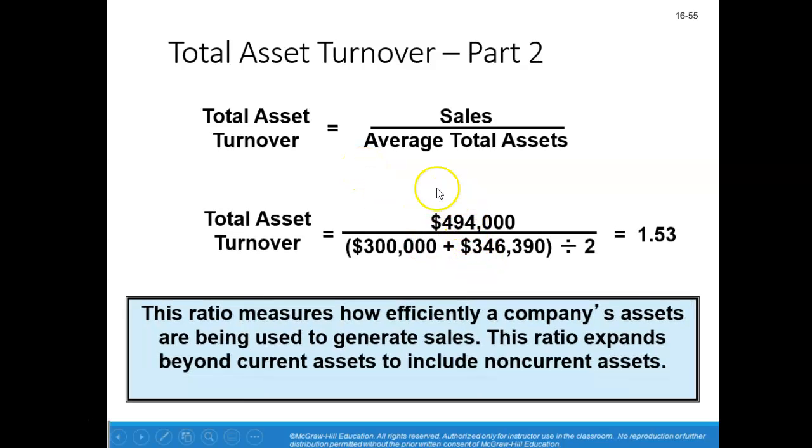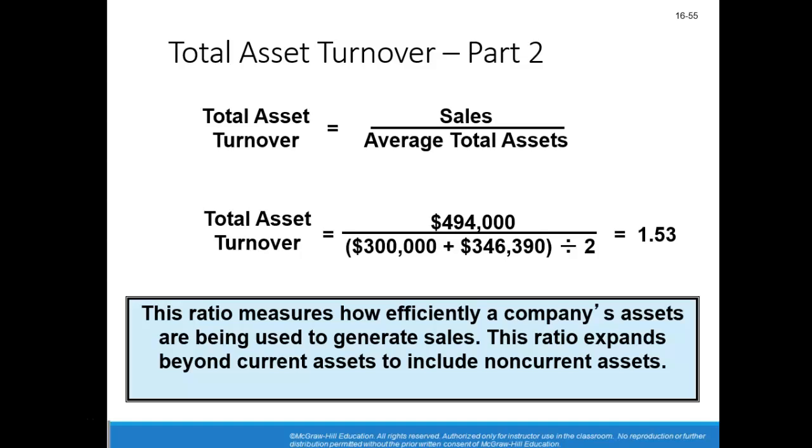So we took our sales, and again, whenever you see average, it always means the beginning amount of something plus the ending, and divide that by 2. That's how you see what the average is going to be. So our asset turnover here is going to be 1.53.